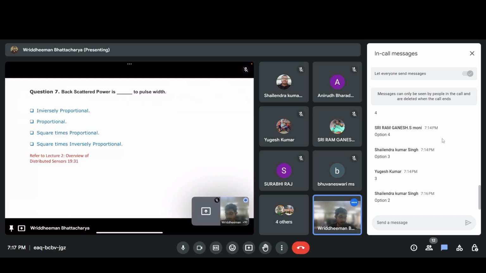How are the backscattered power and the pulse width related? Is it inversely proportional, proportional, square times proportional, or square times inversely proportional? Yogesh is saying option 2, proportional. Let's wait for 1 minute for others also to solve. Narendra is saying option 1, inversely proportional.